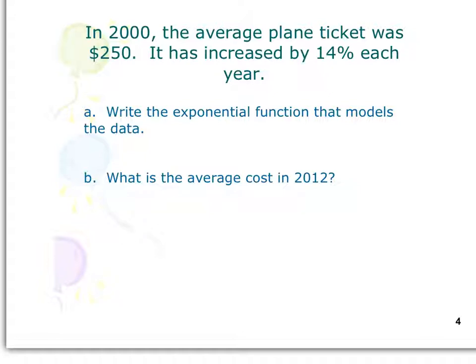Quick example here that says that plane tickets in 2000 on average were $250 and have increased by 14% per year. The exponential function that models that data, we're going to put it in the form of y equals a times b to the x. y is a variable, so I will leave it at that. 250 is the starting amount, and here's what we have to do for the growth rate. As just about always when we do any type of operations that involve a percent, it needs to get switched to a decimal. So we should be working with 0.14, not 14%.